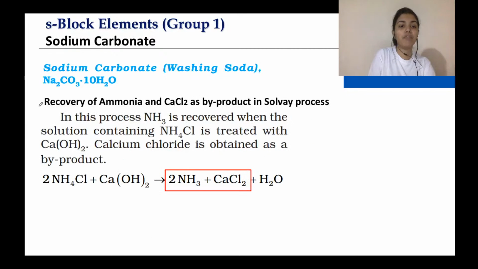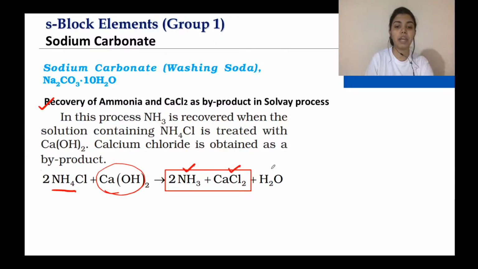Now, recovery of ammonia, right? We used ammonia in the production of sodium carbonate here. Now how can we recover the ammonia that is used in the process? Just treat that ammonium chloride with calcium hydroxide. It will give you what? Ammonia plus calcium chloride plus water. So this is how you can regenerate ammonia, right, and calcium chloride is obtained as a byproduct.